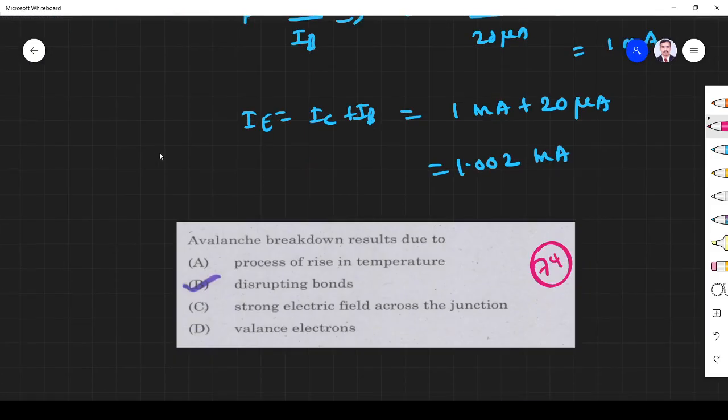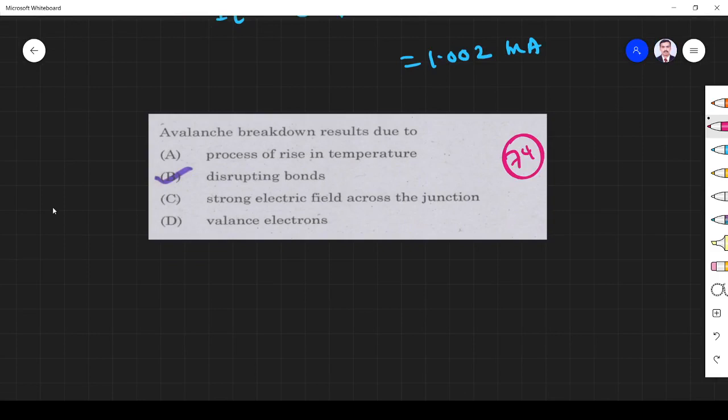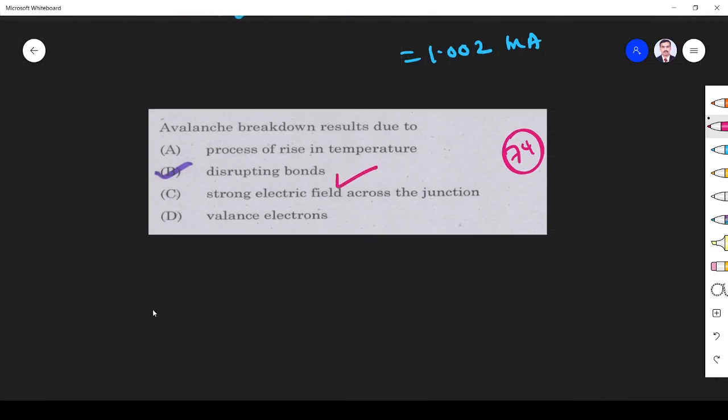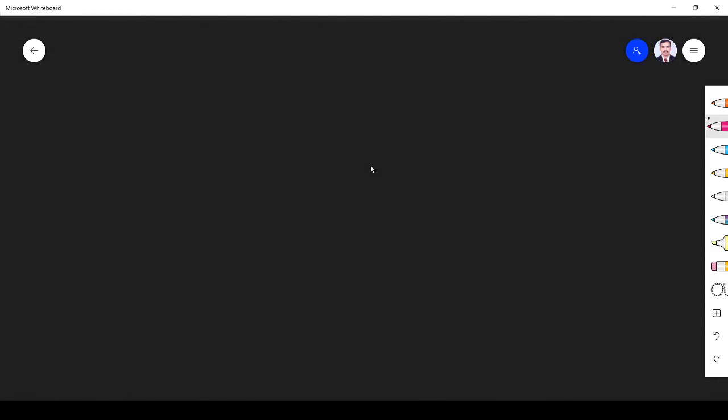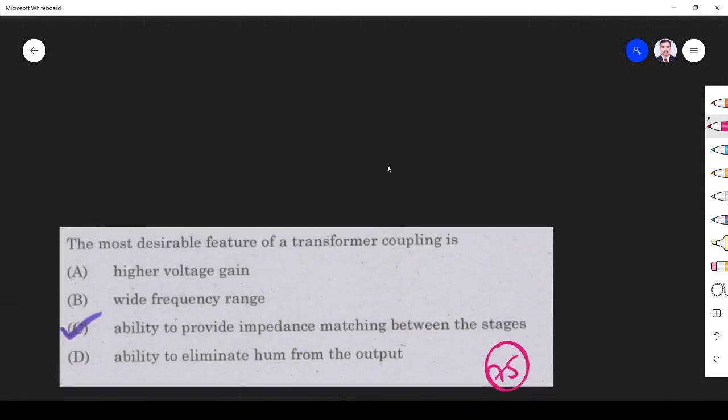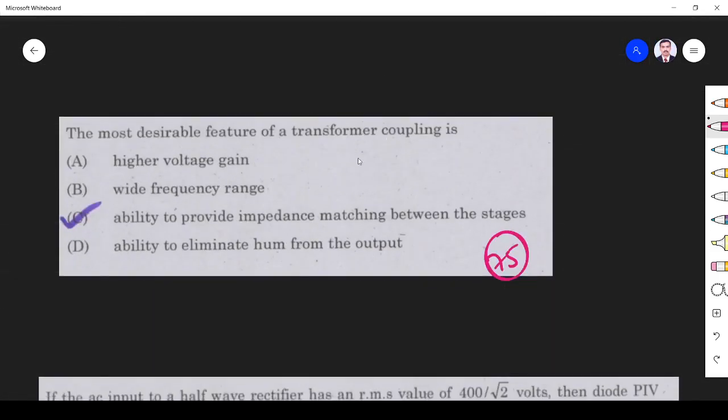Okay. Next. Avalanche breakdown results due to disrupting the bonds. That is a direct question, no problem. Right? So from breakdown, they are asking one question. Next question, the most desirable feature of transformer coupling is impedance matching. Transformer coupling's main use is impedance matching.